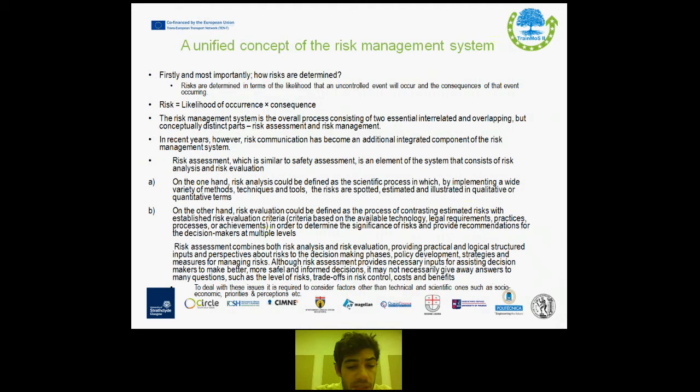While risk assessment combines both risk analysis and risk evaluation, providing practical and logical structured inputs and perspectives about risks to decision-making phases, policy development, strategies and measures for managing risks. Although risk assessment provides necessary inputs for assisting decision makers to make better, safer, and more informed decisions, it may not necessarily give answers to many questions, such as the level of risks, trade-offs in risk control, costs and benefits. To deal with these issues, it is required to consider factors other than technical and scientific ones, such as socioeconomic priorities and perception.